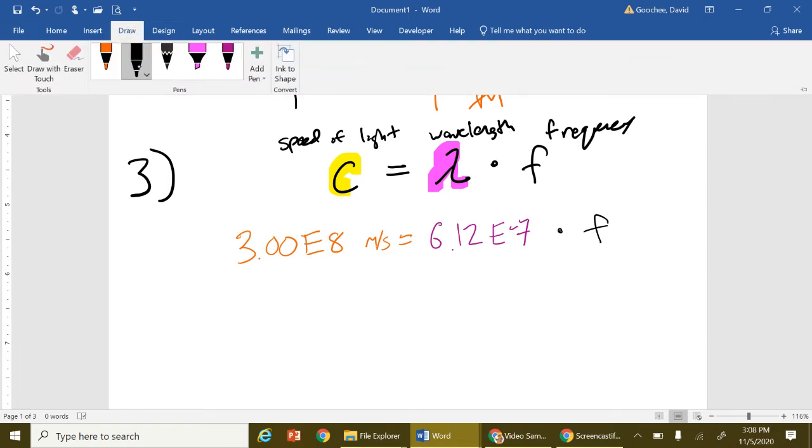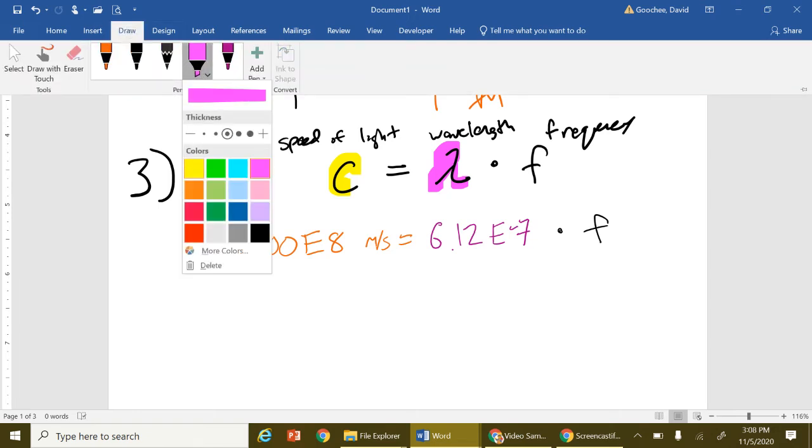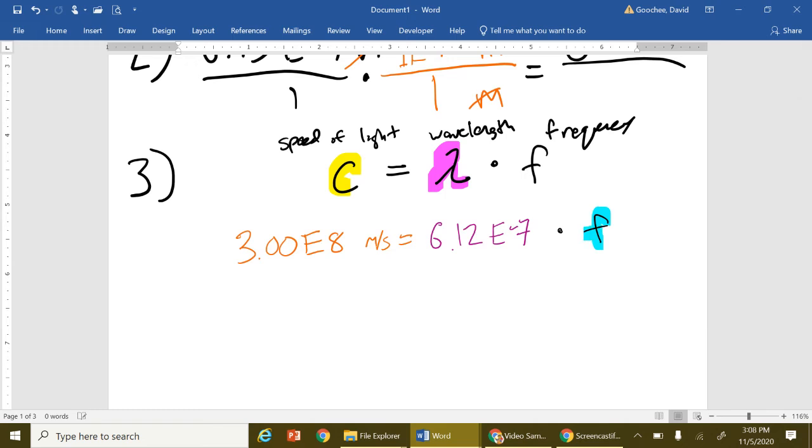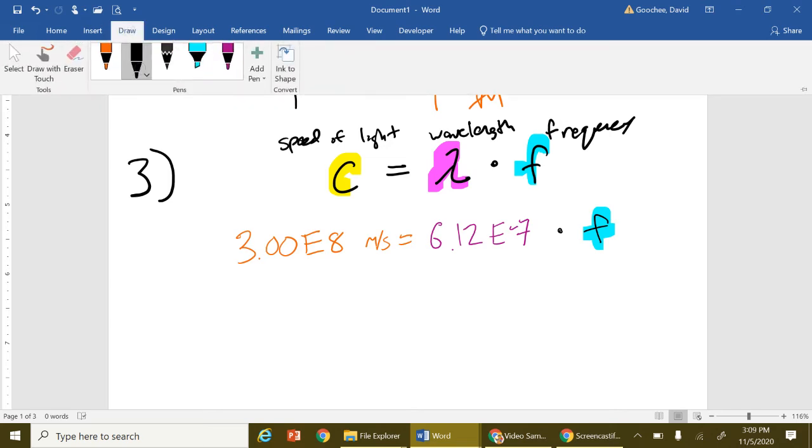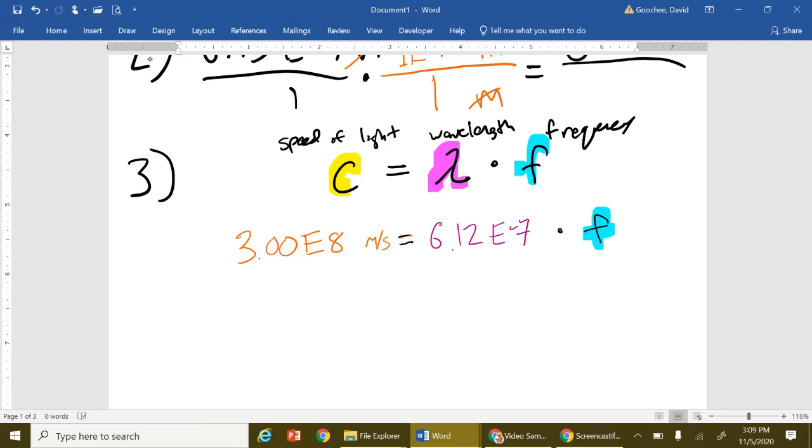Now, this seems like a really hard problem. Guys, again, this is not a hard problem. Please don't panic, okay? If I asked you, hey, 6 equals 2 times what? You'd be like, oh, 3. That's easy. Well, this is no more difficult than that. We want to solve for f, which means we're going to have to divide both sides by 6.12 times 10 to the negative 7th.